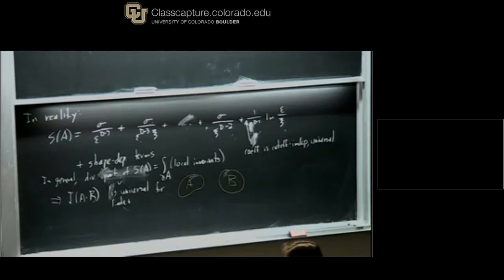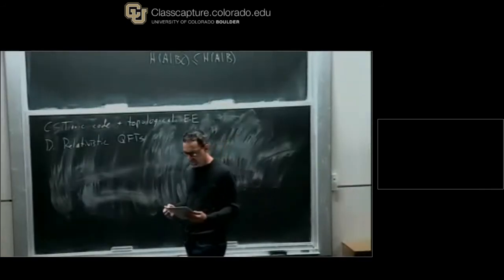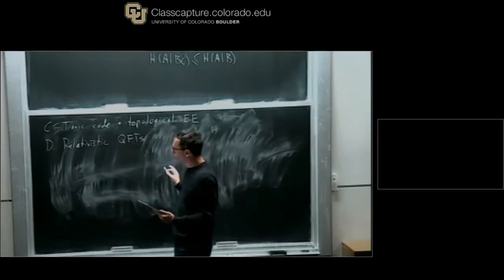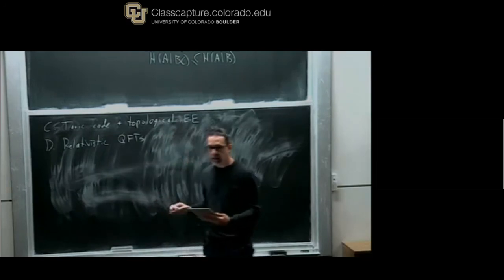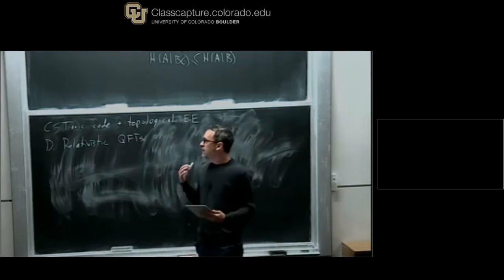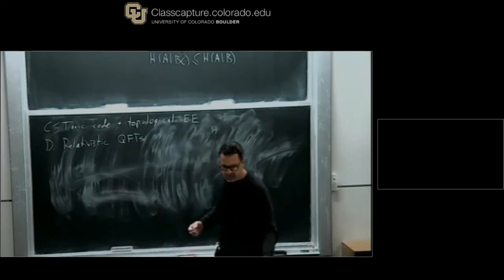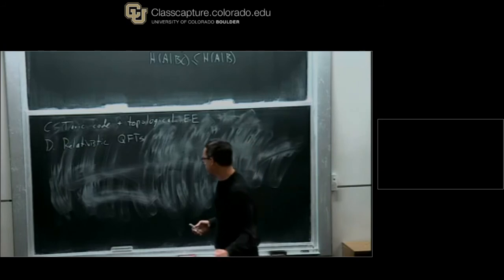Okay, but I want to move away from lattice systems and talk about relativistic quantum field theories. I'll mostly be just doing field theory in Minkowski space. And it turns out that relativity constrains entanglement entropy in very interesting ways. And the first thing about it is the following.